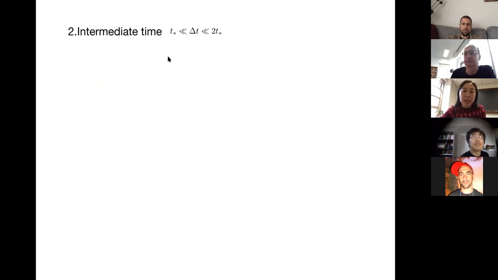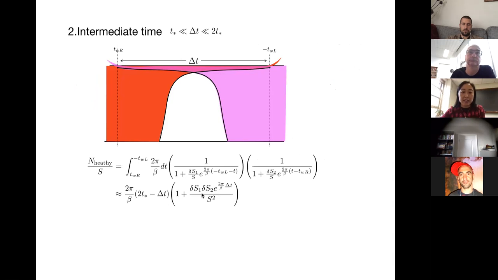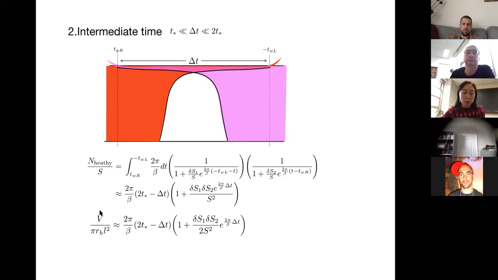Next, the intermediate time regime, where delta t is larger than t star but less than 2t star. There will be some back reaction. The back reaction is not significant yet. From the point of view of the quantum circuit, you will see that now the number of healthy gates starts to decrease as a function of delta t. And indeed, this is what you find. From the point of view of the gravity picture, this is what you get. You see that they again match up to basically the same shift of delta t.